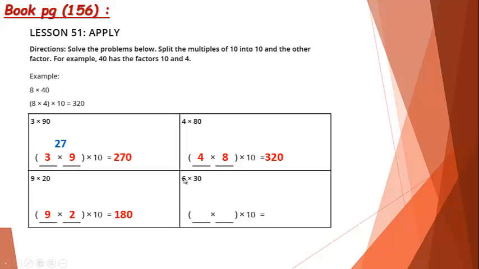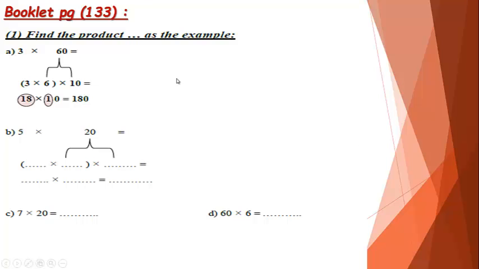The last one, 6 times 30. I'm going to put the 6 as it is, and the 30, split it or divide it into what by 10? 3 by 10. And then multiply the numbers inside the brackets. 6 times 3 equals what? 6 times 3 equals 18. And then put the 18, and how many zeros? 1 0 on the right side, so the final answer is 180. Let's solve more exercises here.